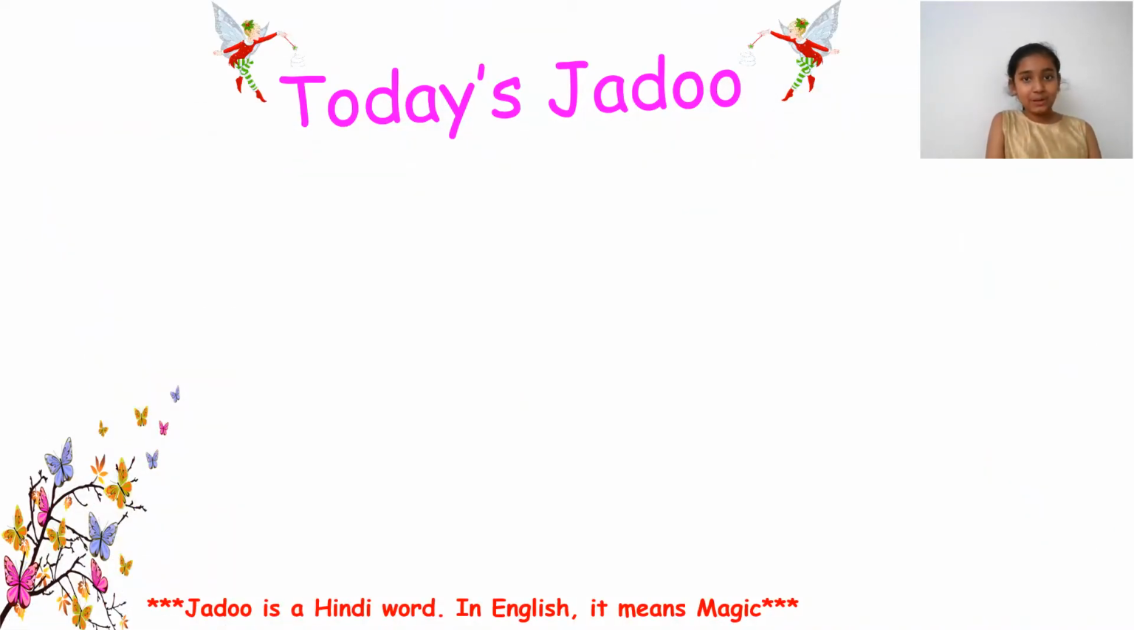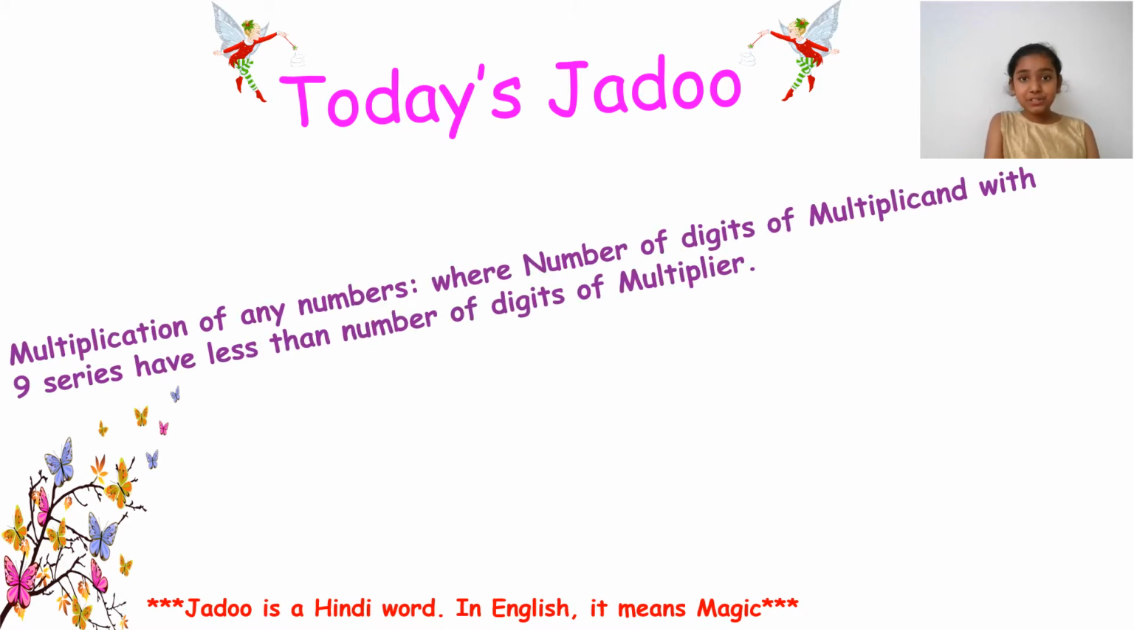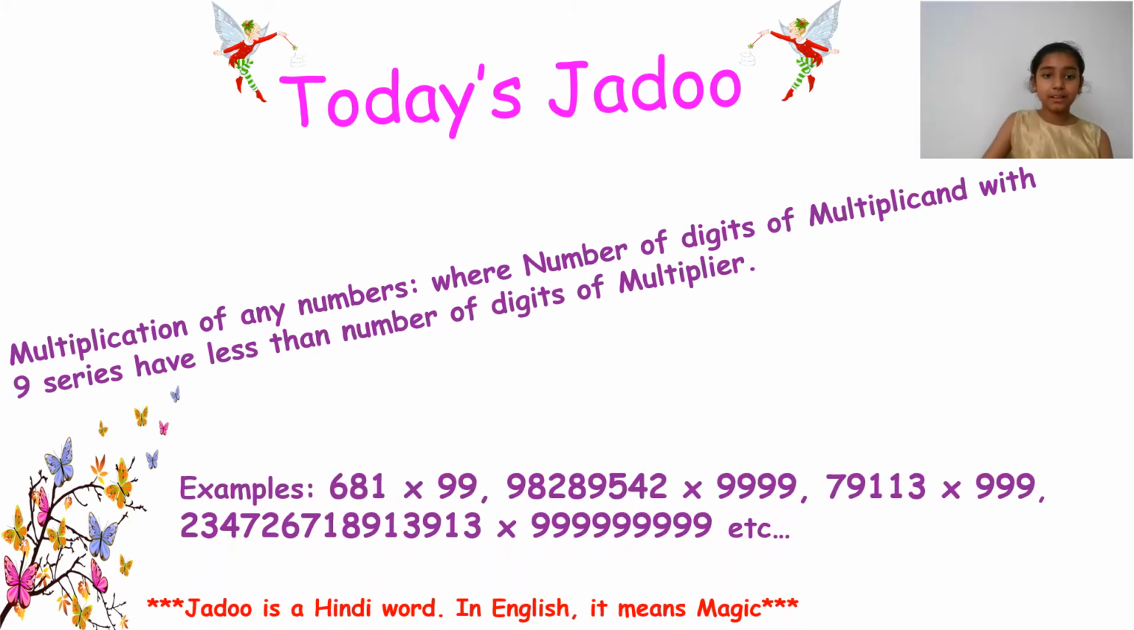Today's Jadoo. As told just now, we will see how to do multiplication with 9 series number, where multiplicand's digits are less than multiplier's digits. For example, here, multiplicand has 2 digits while multiplier has 3 digits. Again, here, multiplicand has 4 digits while multiplier has 8 digits, etc.